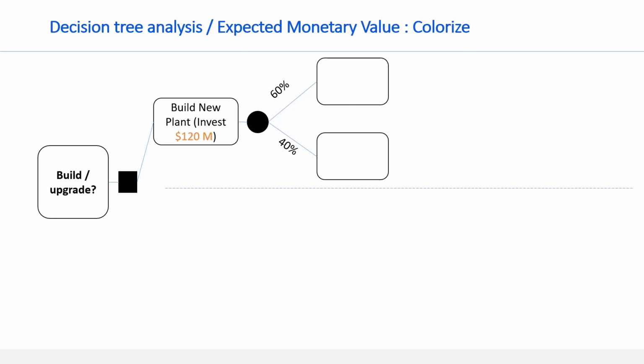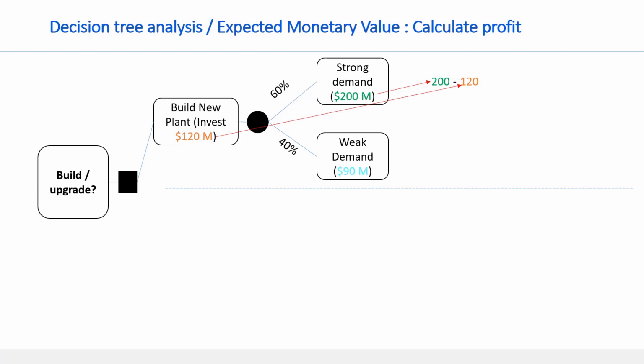Investment, I'm marking in orange. For strong demand, I use green color. Weak demand, I'm marking in cyan color. Let's calculate the profit. How to calculate the profit? Let's take the revenue, which is 200 million in this case, minus the investment, which is 120 million in this case. That gives 80 million.